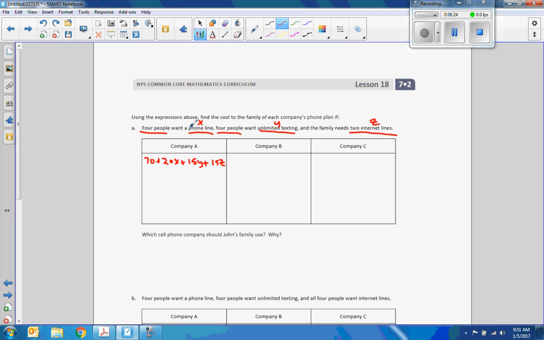So we have 4 people who want phone lines. Well, that makes X 4. So the 70 doesn't change, 20 is here, and now X is 4. Plus 15, and then Y is unlimited texting. If you have 4 people who want unlimited texting, Y is going to become 4. And then plus 15, and Z is internet lines, and there are 2. So my Z is going to be 2. So I took my expression and substituted in what the family wanted: 4 phone lines, 4 unlimited texts, 2 internet lines.